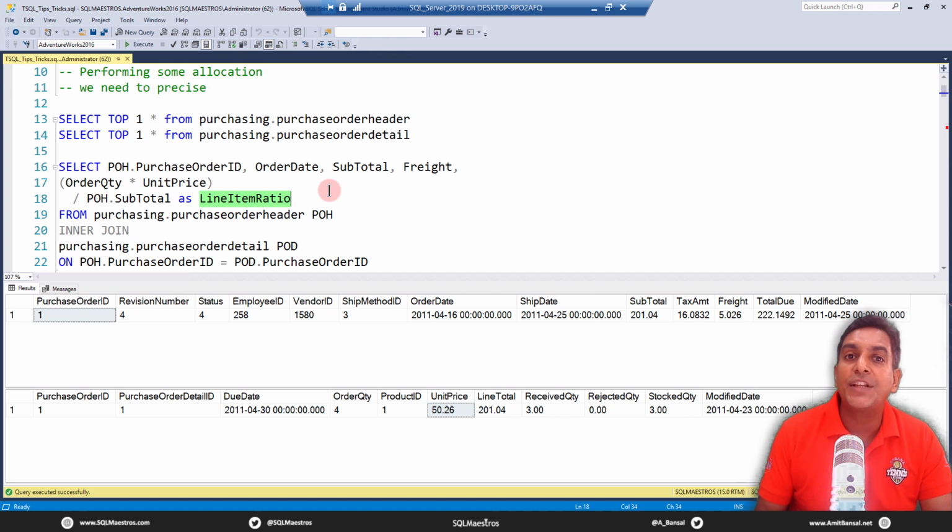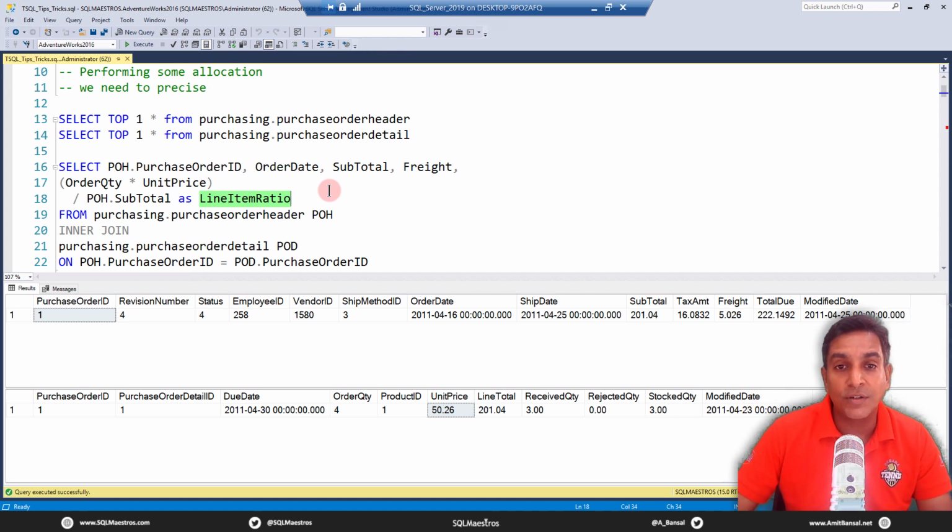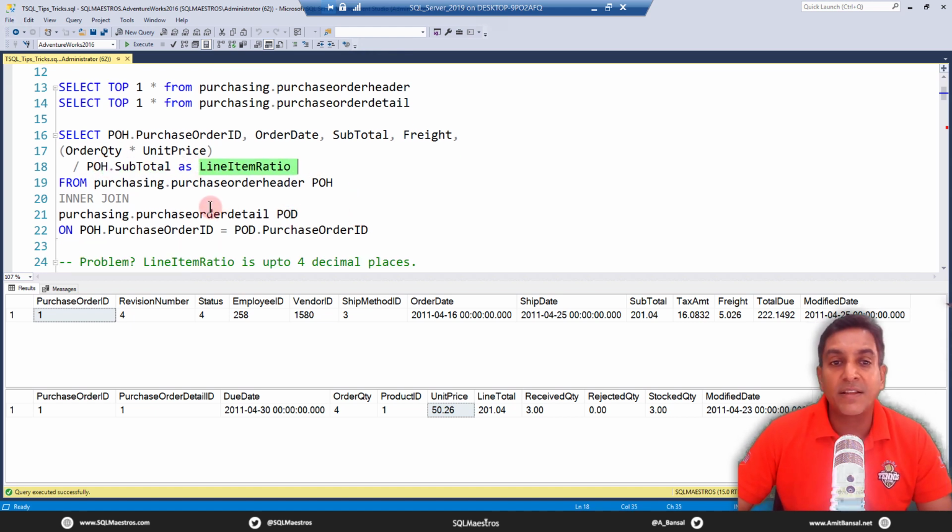So what is the ratio of each item in comparison to the whole order? It's a very simple formula, which is the order quantity times unit price divided by the subtotal, which will give you the line item ratio. And of course, to find this out, you have to join the purchase order header and the purchase order detail table. So let's do this now.